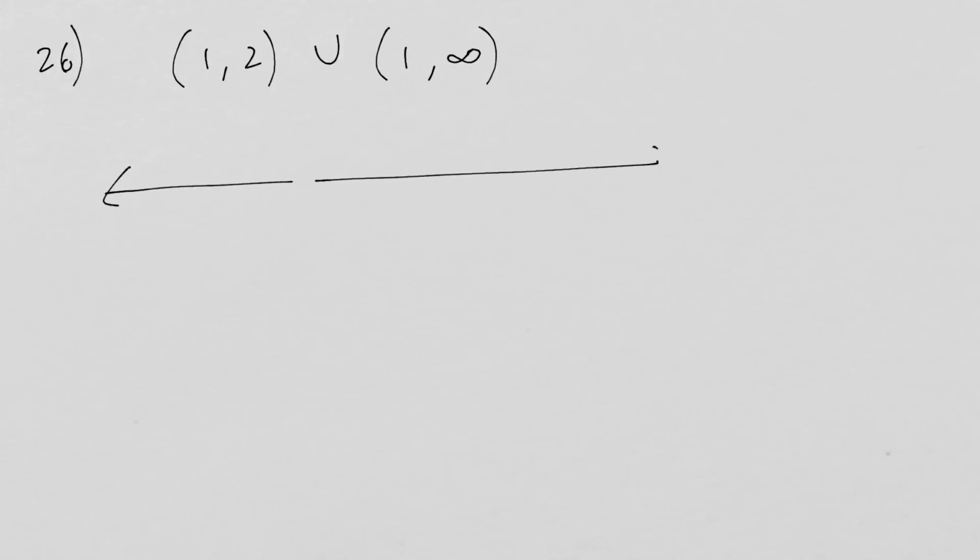Okay, number 26, I have 1 to 2 unioned with 1 to infinity. All right, so I'm going to quickly draw a sketch of a graph. I'll include all of these numbers in order, so we really only have 1 and 2. So let's do this one first. 1 to 2 looks like this. And then I'll do this one in blue. That's 1 to infinity, which looks like this.